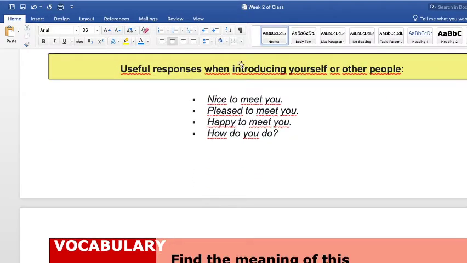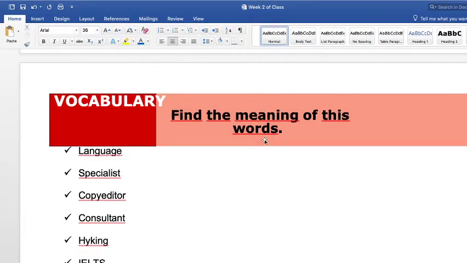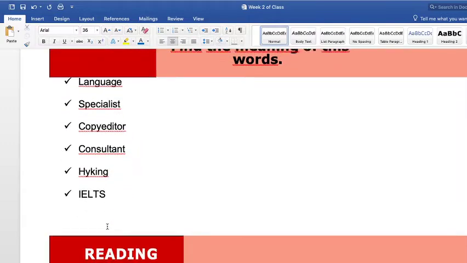Useful expressions when introducing yourself or other people. Nice to meet you, pleased to meet you, happy to meet you, how do you do? Alright? Find the meaning of these words. This one is just for you. You don't have to turn this in to me. This is just for you.